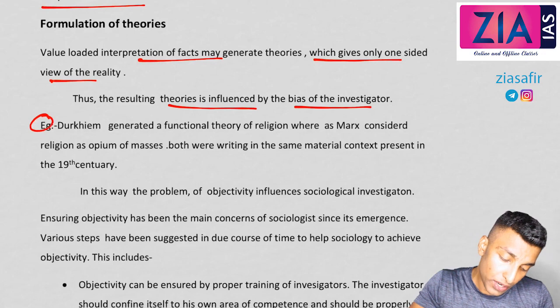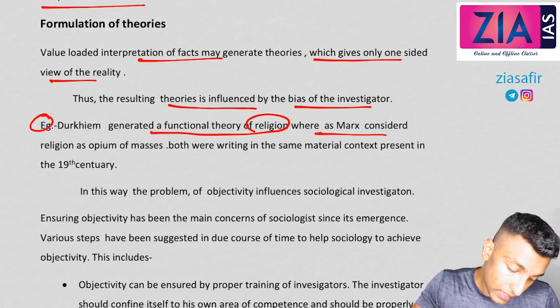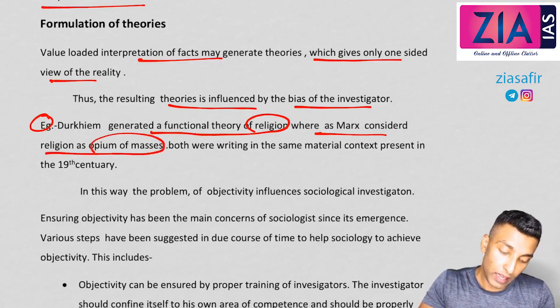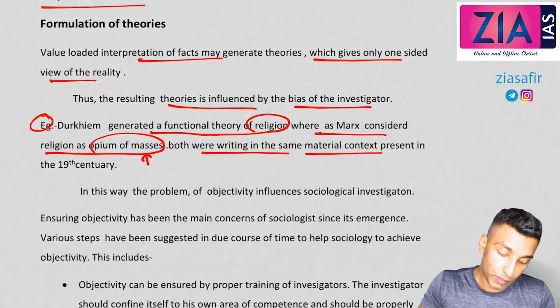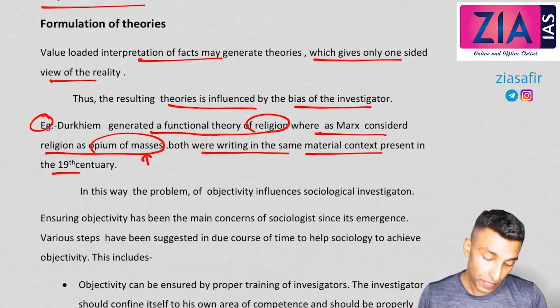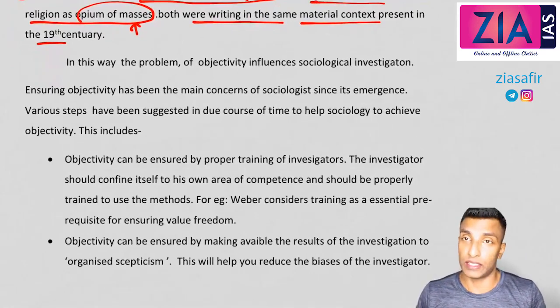For example, Durkheim generated a functional theory on religion, I've told you, whereas Marx considered religion as an opium of masses. He followed a conflict approach, right? Both were writing in the same material context present in the 19th century. So in this way, the problem of objectivity influences sociological investigation.